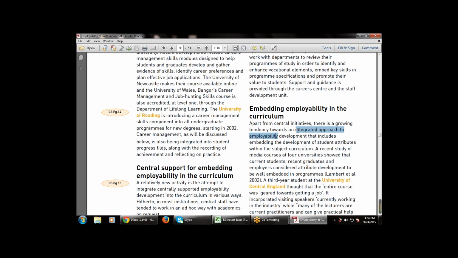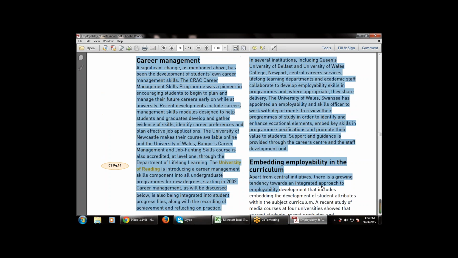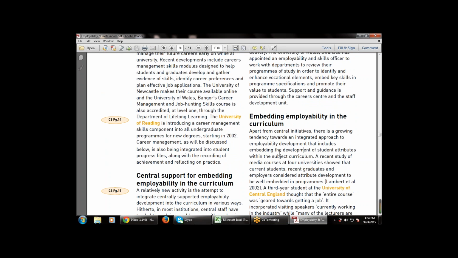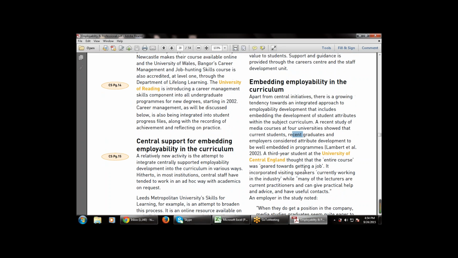So there is a growing tendency towards an integrated approach to employability development that includes embedding the development of student attributes within the subject curriculum. A recent study of four universities shows that multiple current students, recent graduates, and employers consider attribute development to be well embedded in the program.